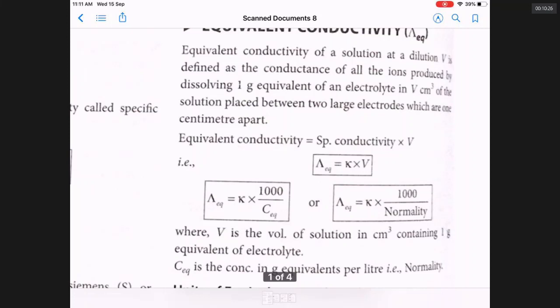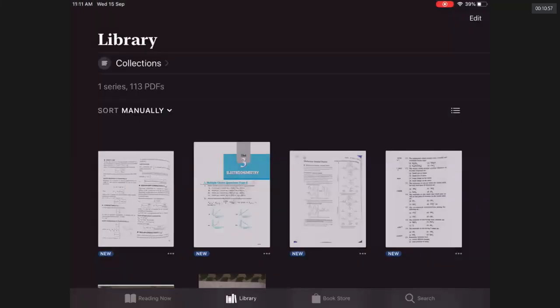If I dissolve that 49 grams of H2SO4 in 100 ml, in 200 ml, in 3000 ml, in 48,000 ml, whatever may be the volume of the solution, I don't care. In that solution, I should put 2 electrodes just 1 centimeter apart. Then I will be getting equivalent conductance given by K into V. The volume of the solution is equal to 1000 divided by its normality. So you can work it out.